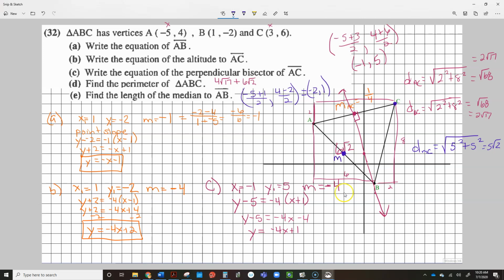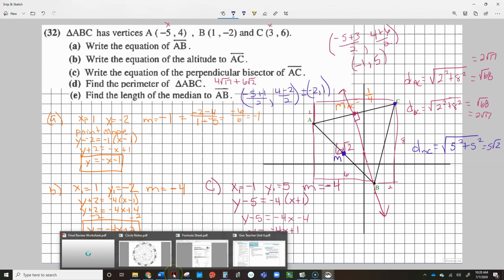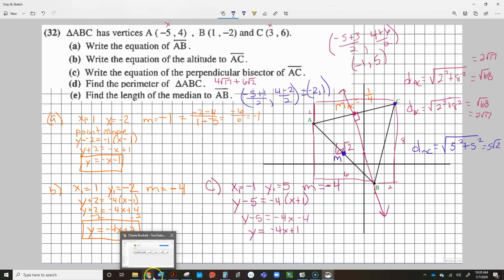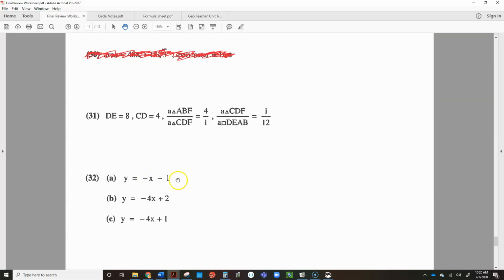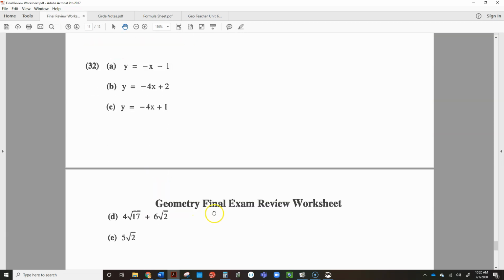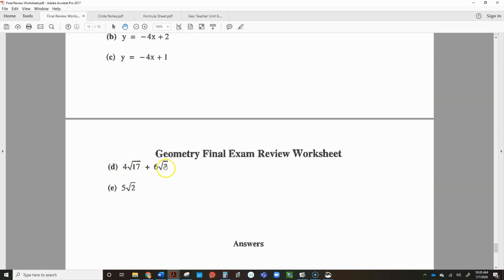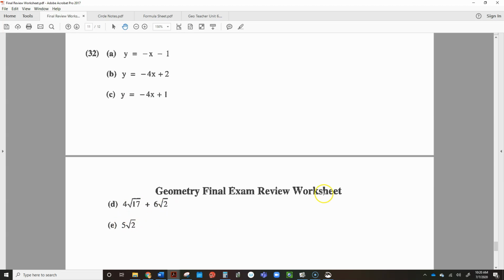Boy, that's a hot mess. But let's check our answers. -x minus 1, 4x plus 2. I think that's all looking right. -4x plus 1, 4 square roots of 17 plus 6 square roots of 2, and 5 square roots of 2. Those all are the same thing that I got.